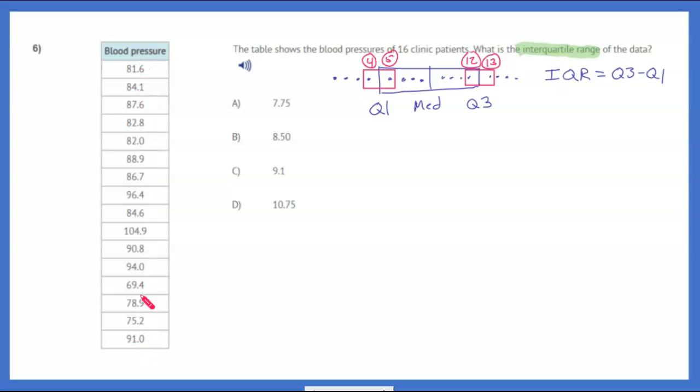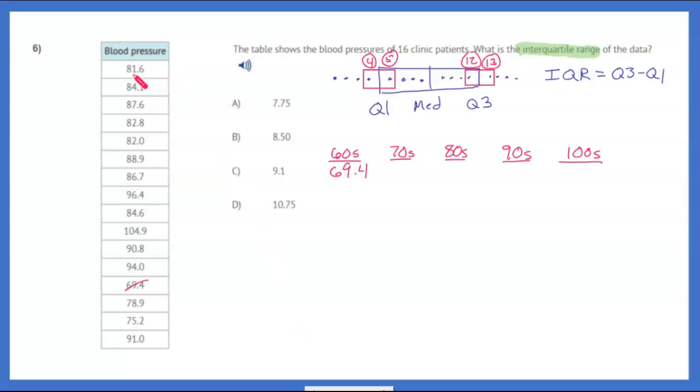So let's try listing these in order now. I'm going to look at my data set. It looks like I have stuff in the 60s, 70s, 80s, 90s, and hundreds. I'm going to divide these up, that's what makes sense to my brain. I'm going to go through my data and look for my 60s first. There's one, and that's actually the only one, 69.4. Maybe we can cross that off as we use it.